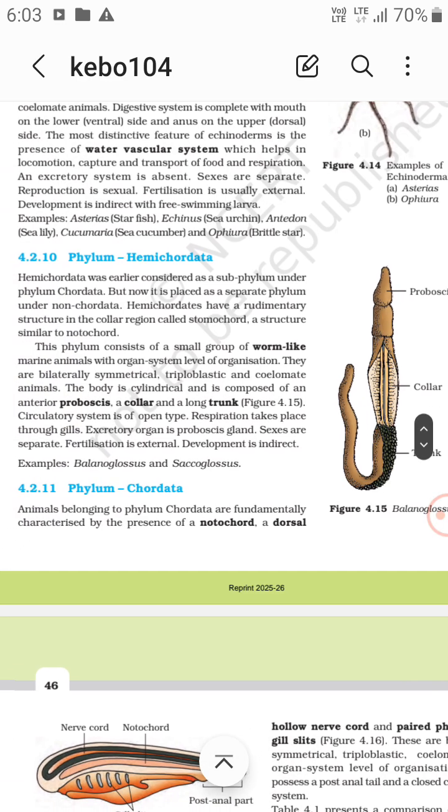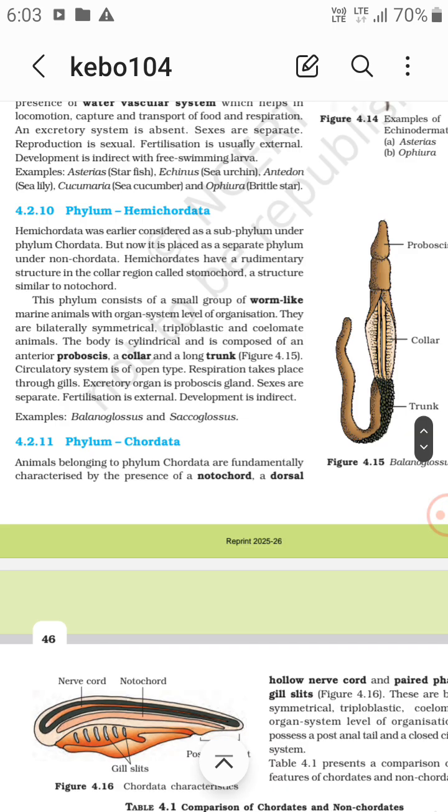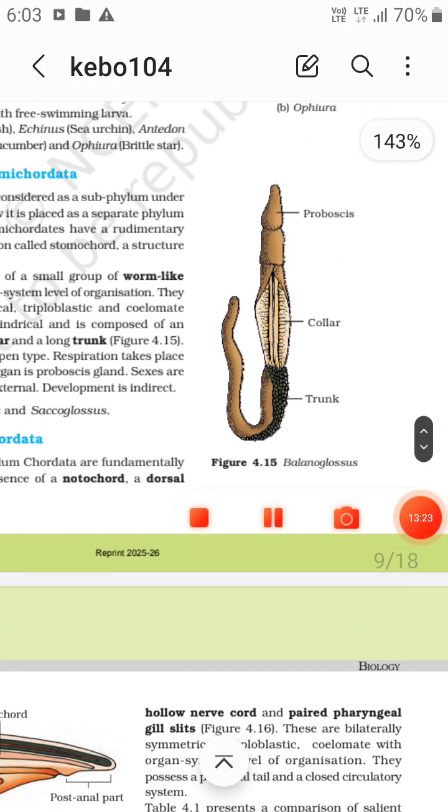Now circulation is of open type. Respiration takes place through gills. Now excretory organ is proboscis gland. Okay. Now Balanoglossus and Saccoglossus. These are the examples. The diagram is of Balanoglossus.